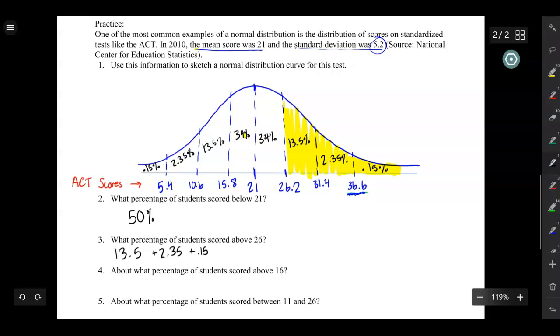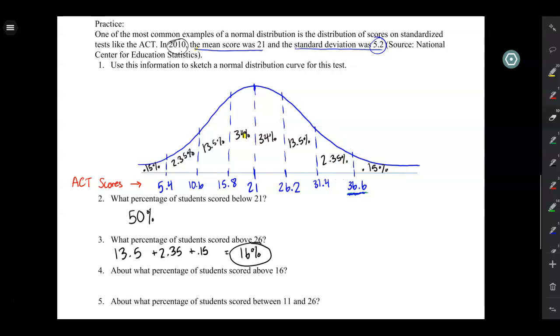And when I do, I'm going to get 16%. So that's the number of people that score higher than a 26, or that in 2010, when this data was gathered, scored higher than a 26. All right, let's take a look at the next one.